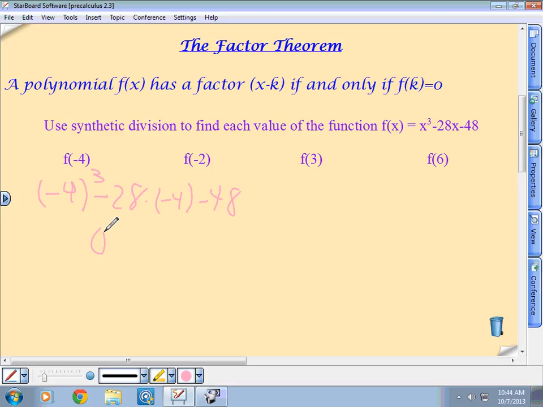Negative 64. 4 times 4 is 16 times 4 is 64. -64 minus 28 times negative 4. That's a big number. Well, 25 times 4 is 100, so 3 times 4 is 12, 112, right?